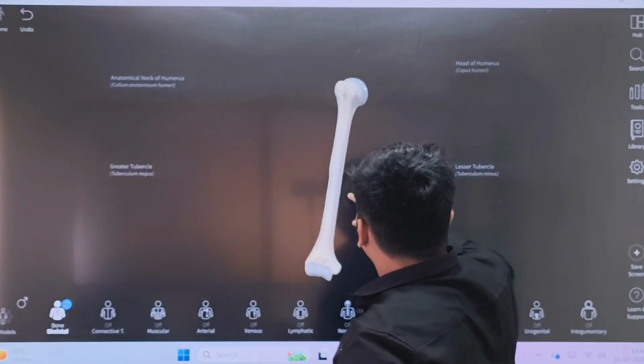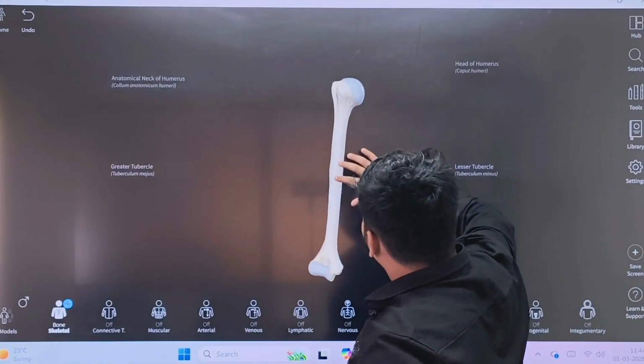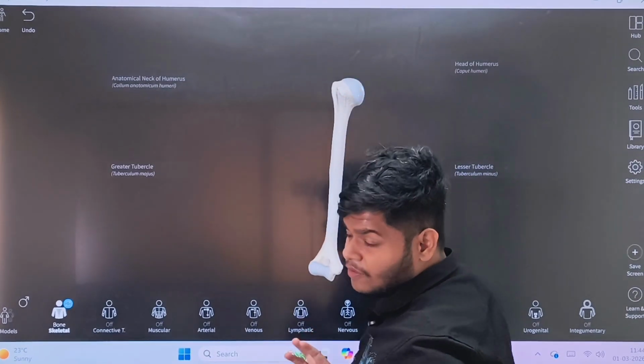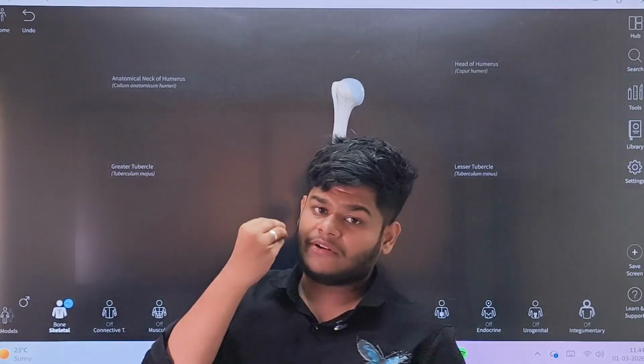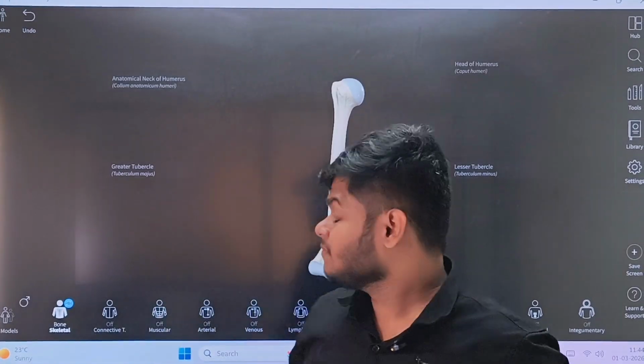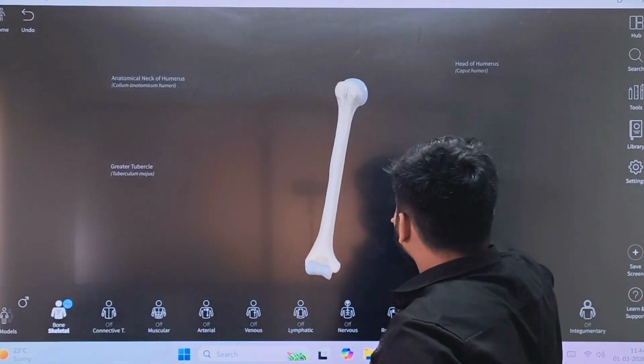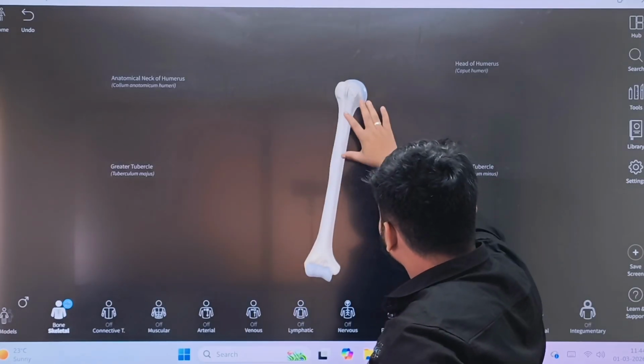Okay. Now in the anteromedial surface there is a presence of the bicipital groove, there is a presence of nutrient foramens, etc. There are many. Now this is all about the shaft.